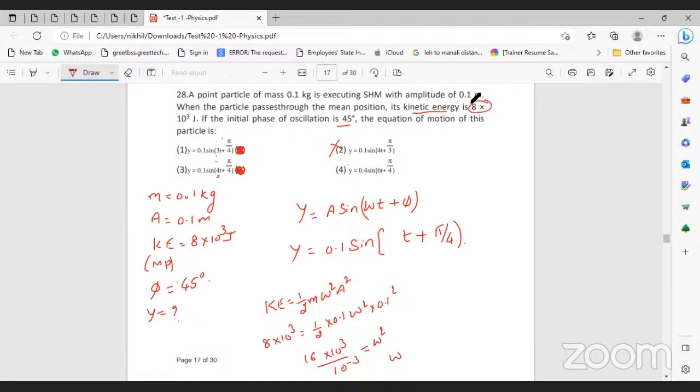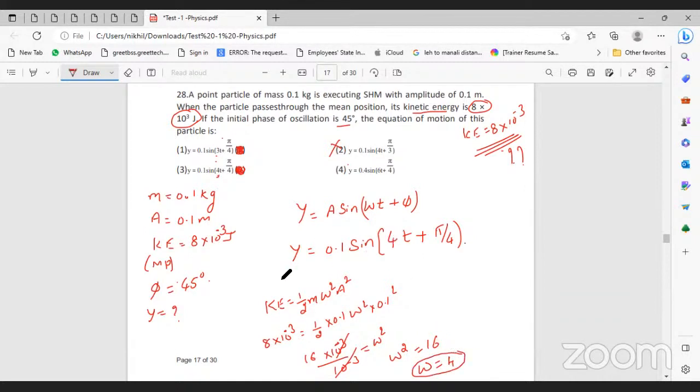Maybe this 8 into 10 power 3 is not possible. Maybe the kinetic energy is 8 into 10 power minus 3. Please make a change here: kinetic energy is 8 into 10 power minus 3, not 10 power 3. If I do that, the 10 power minus 3 will get cancelled out, so omega squared will be 16, and omega will be 4.